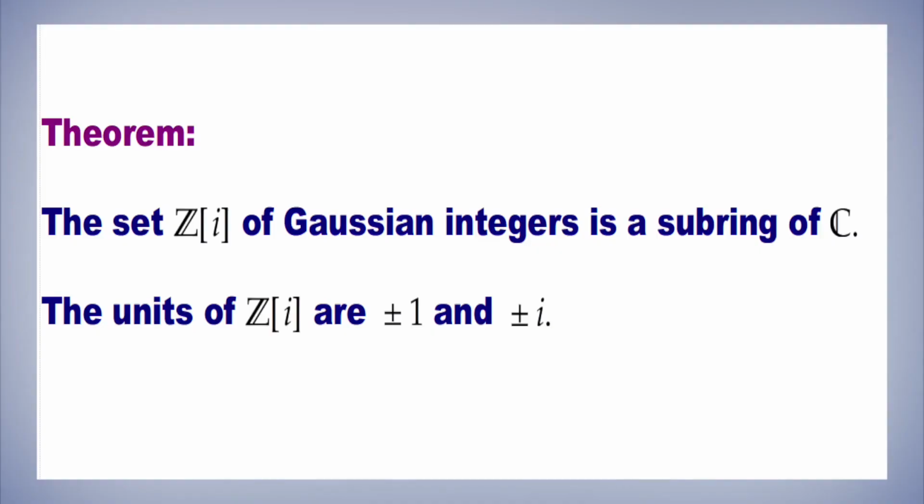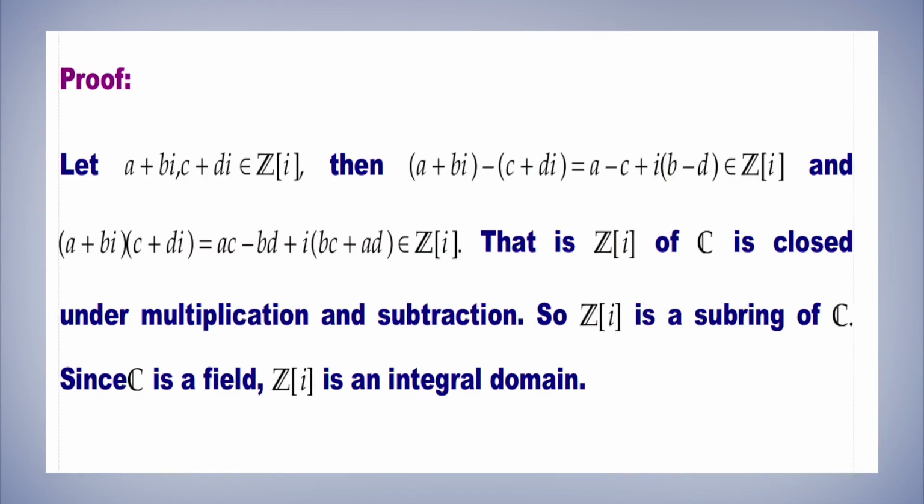Theorem: the set Z[i] of Gaussian integers is a subring of C. The units of Z[i] are plus or minus 1 and plus or minus i. The proof: let a + bi and c + di belong to Z[i]. Then (a + bi) - (c + di) equals (a - c) + i(b - d). This belongs to Z[i], and (a + bi)(c + di) is equal to (ac - bd) + i(bc + ad), which belongs to Z[i]. That is, Z[i] is closed under multiplication and subtraction. So, Z[i] is a subring of C.